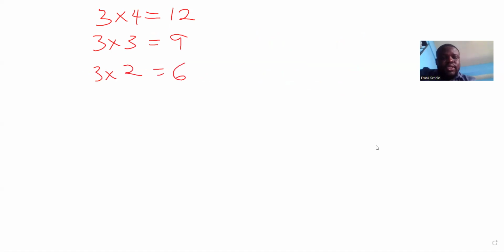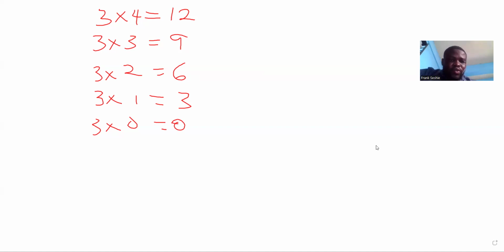See, if you have 3 times 4, it's 12. If you have 3 times 3, it's 9. If you have 3 times 2, it's 6. If you have 3 times 1, it's 3. If you have 3 times 0, it's 0. So you realize that we are multiplying numbers which are reducing by 1 by 3.